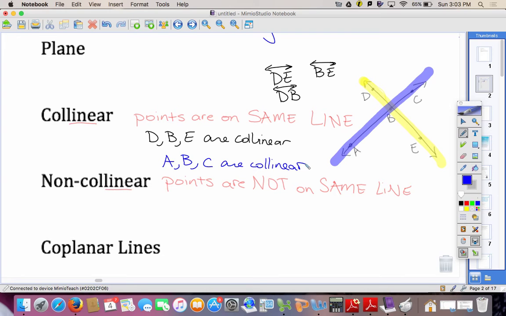What are some points that are not on the same line? Well, points that are not on the same line would be like point A, B, and D. Those are not on the same line. A is not on the same line with D and B. Again, we could pick two other points. We could say C, E, and D. These points are not collinear because they're not on the same line.